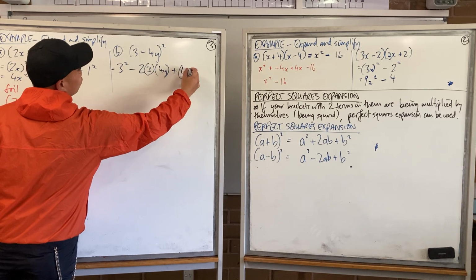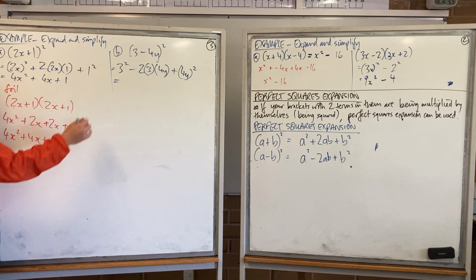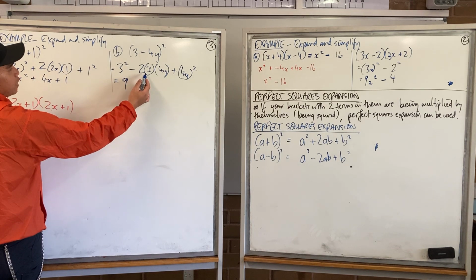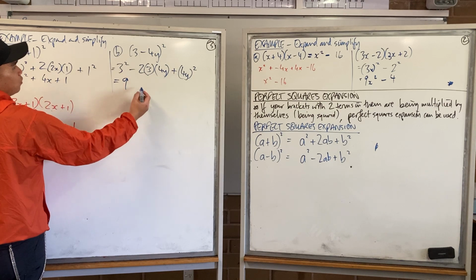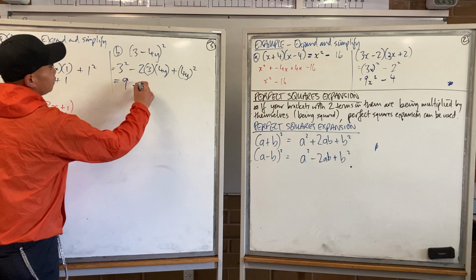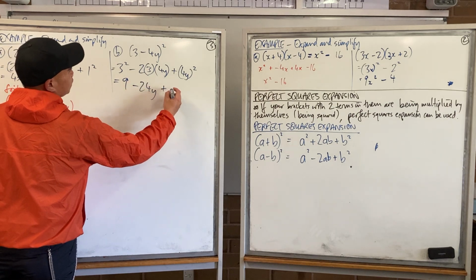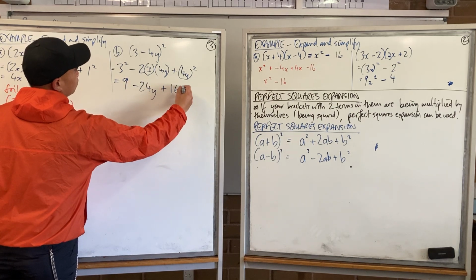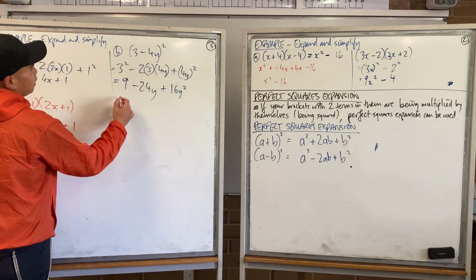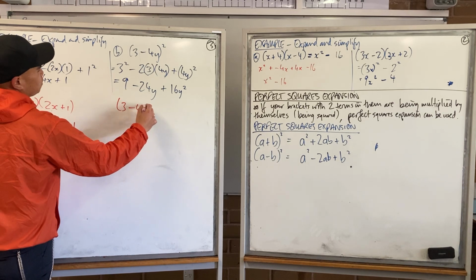I'm going to write 4y all squared. 3 squared is 9. Negative 2 times 3, negative 6. What's negative 6 times 4y? What's 6 times 4 normally? 24. So negative 24y plus 16y squared. I'm going to actually use FOIL here because I want to check. It's the end of a long day and I may have stuffed up some basic primary school maths.